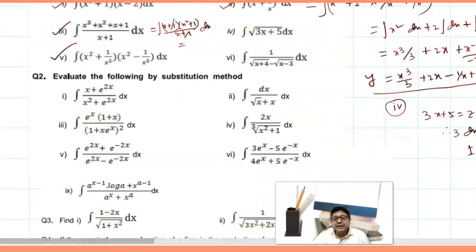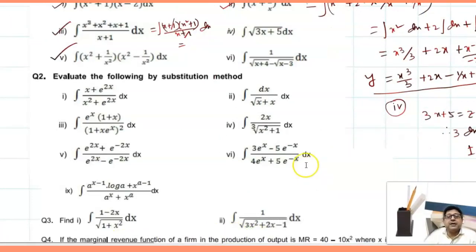Now let us see the next type of sums where substitution is essential. Without substitution you won't get it. In most of the sums, when something is under root form, you put that equal to z. When something is given in the denominator whose derivative is the numerator, you put the denominator equal to z. You can find many sums like that.